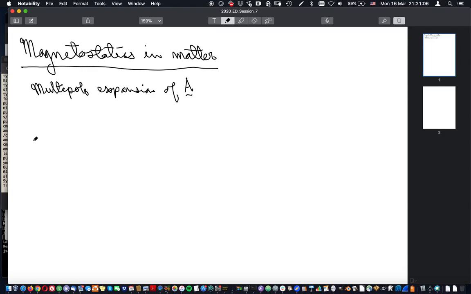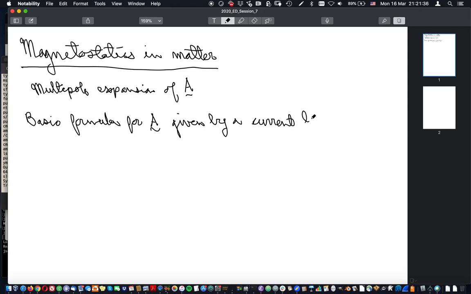Okay, so we had a basic formula for A. Let me start with this. Basic formula for the vector potential A, given by a loop of current, also called a current loop. And that formula was in the notes.